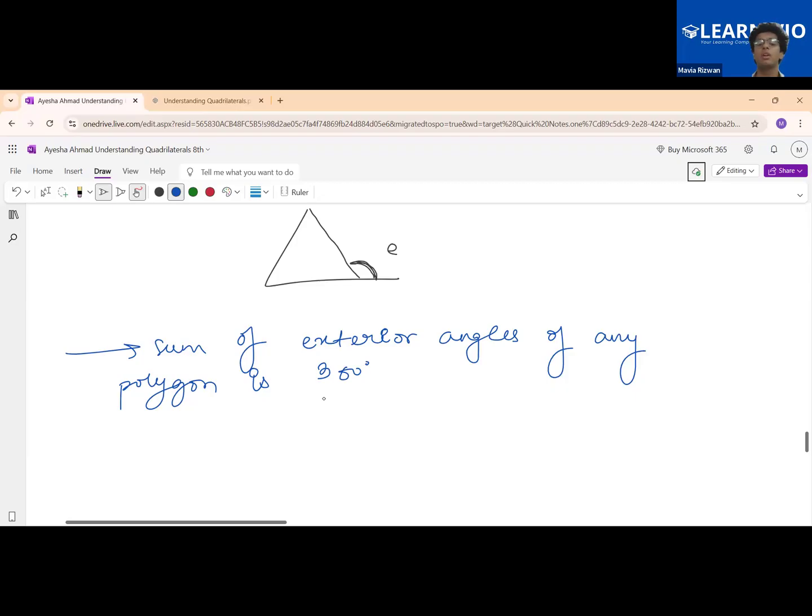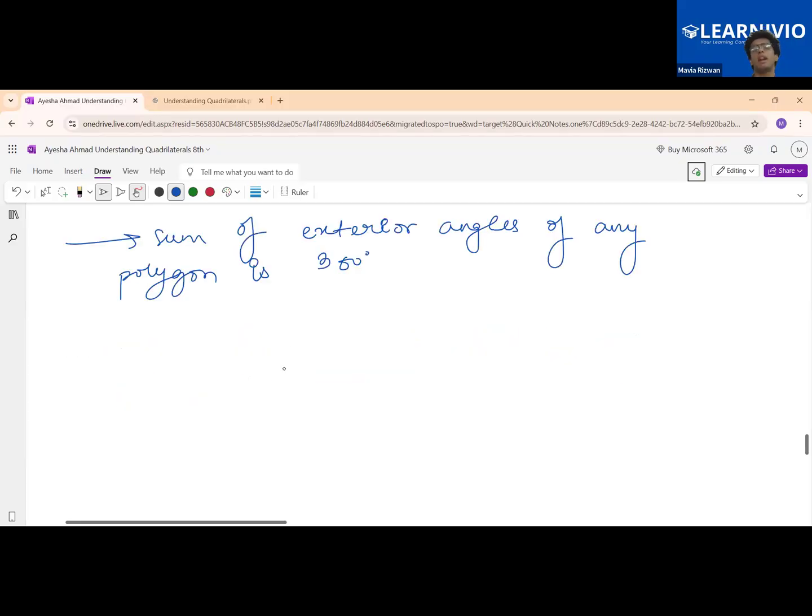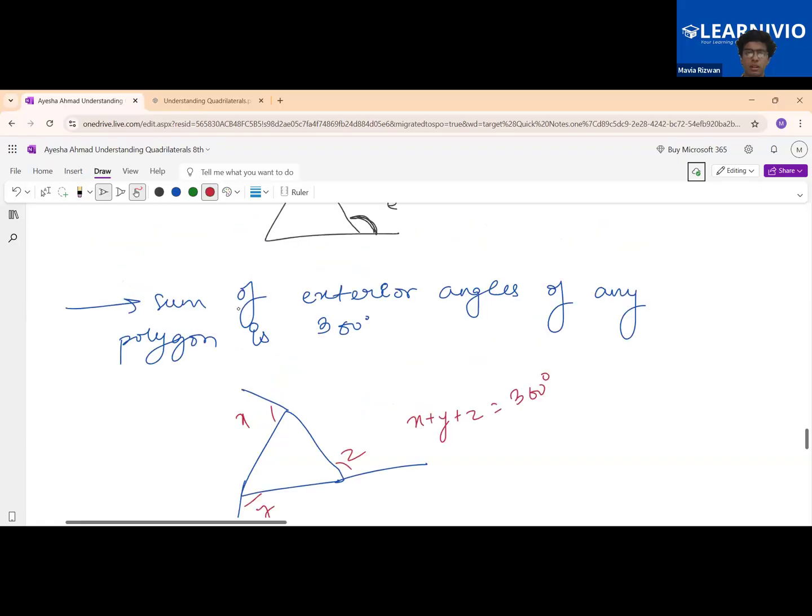So suppose I have a triangle. The exterior angles would be this, and this. Their sum would be 360 degrees. Any polygon, whether it has 4 sides, 10 sides, or 100 sides, the sum of the exterior angles would still be 360 degrees. Is this clear, Aisha? Yes, sir. So please note this. Then we are going to do a question.